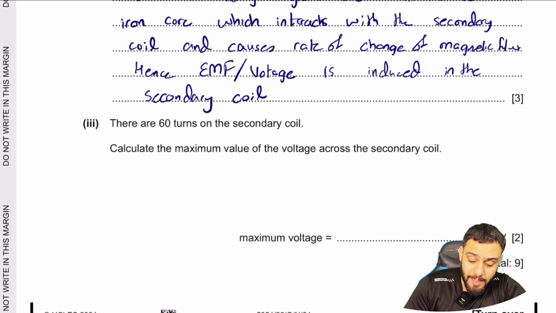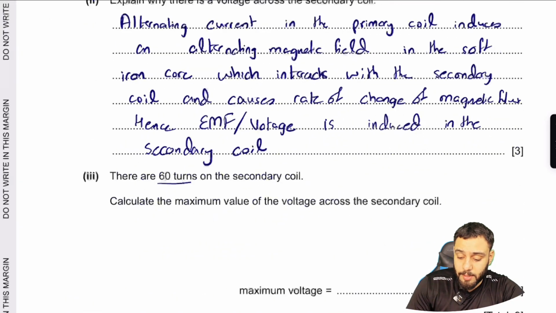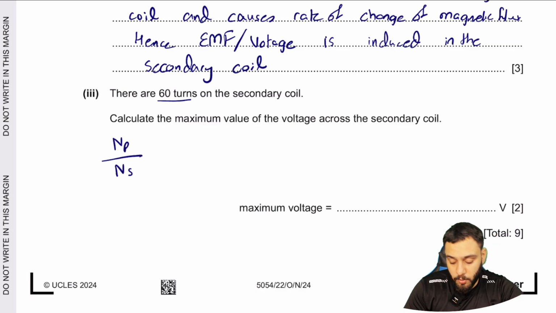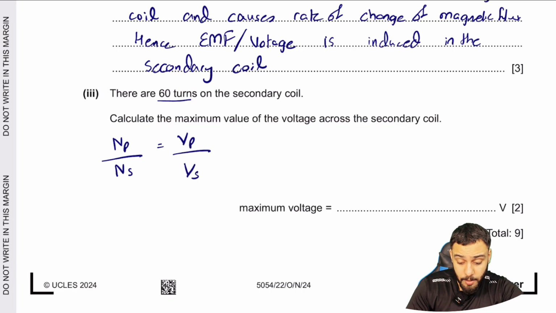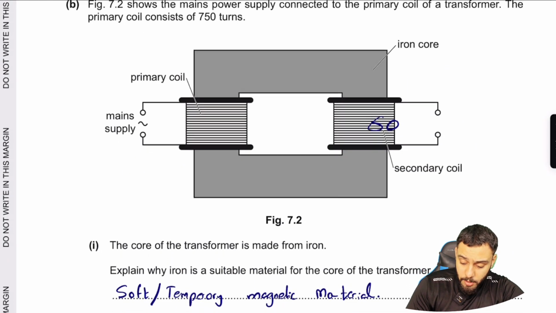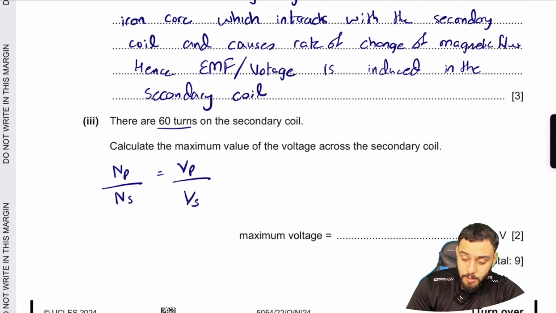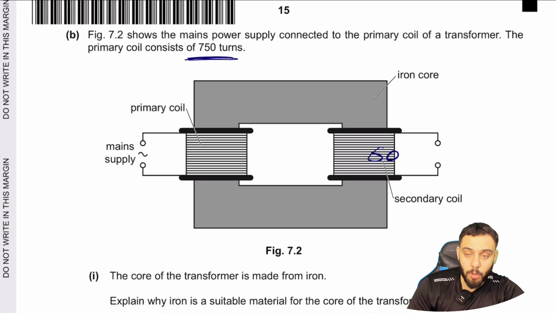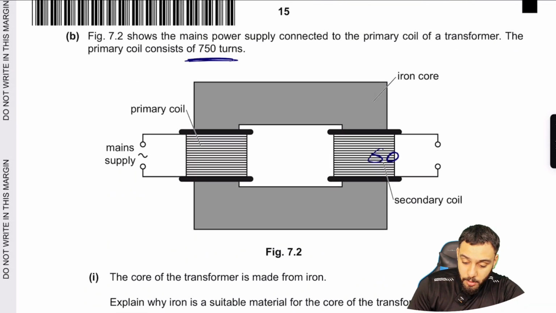Okay, there are 60 turns in the secondary coil. Since they're asking about the turns, we use NP over NS, the number of turns in primary over the number of turns in secondary, equals voltage in primary over voltage in secondary. Calculate the maximum value of voltage across the secondary coil. The number of turns in the primary coil is 750, and in the secondary coil it is 60.